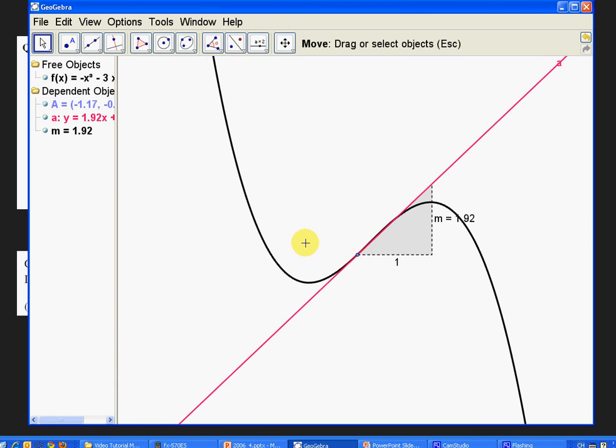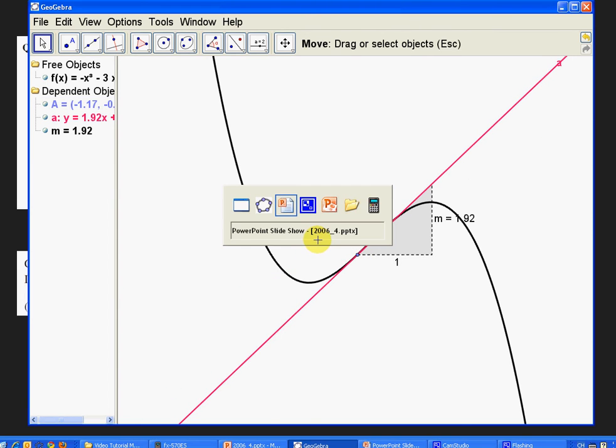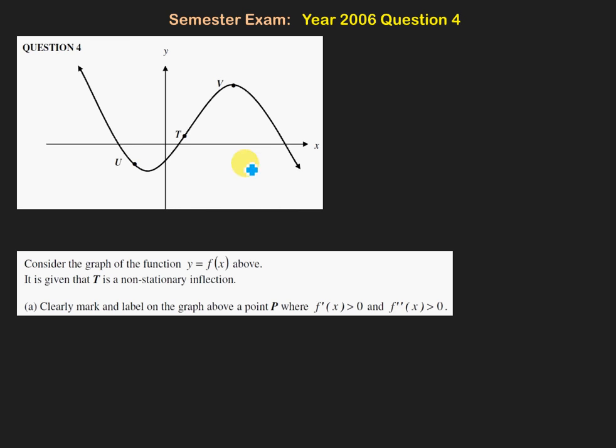Alright, let's return to our point here. They ask you to clearly mark and label on the graph above a point P. Now before I continue, I think there's a mistake in the printout. There's actually the point S here, the local minimum. Now mark a point P where f prime is positive.